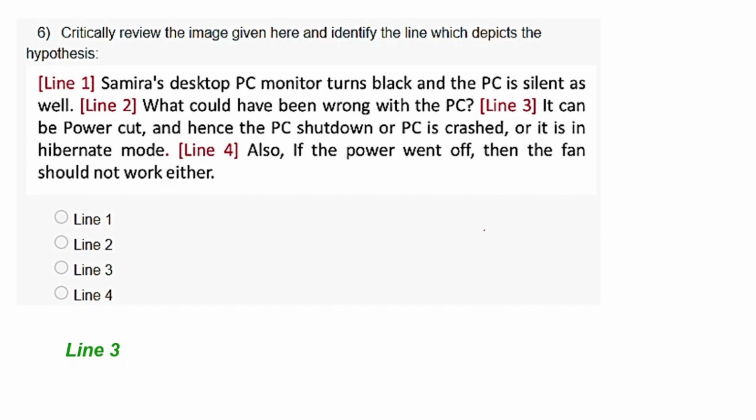But then there's line 4. Also, if the power went off, then the fan should not work either. Then you're going to line 4. It is contradicting the first part of your hypothesis. When you're saying it may be the issue of power cut, that's why the PC has turned black, but then the fan should not be working, but the fan is working. So that is how you figure out that it's definitely not a power cut. It might be the other 3 options: PC shut down, PC crashed, hibernate mode, or something definitely wrong with the PC. So yes, line 3 is the hypothesis. You're predicting something. You are expecting that thing might have happened. It can be proven wrong. It can be proven right. So yes, line 3 is the hypothesis.